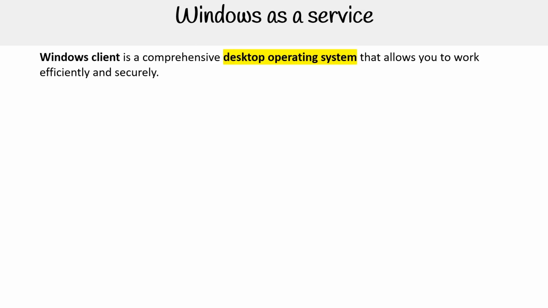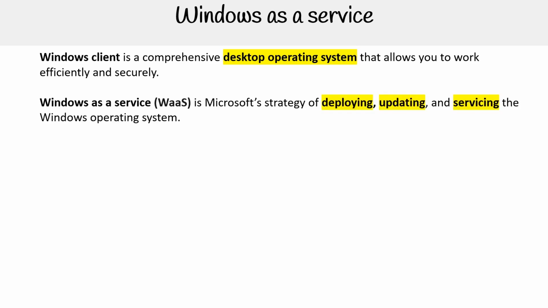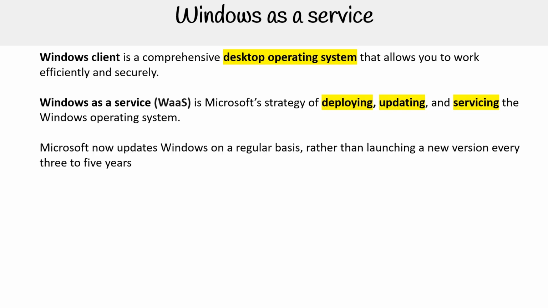So, Windows Client is a comprehensive desktop operating system that allows you to work efficiently and securely, whereas Windows as a Service is Microsoft's strategy of deploying, updating, and servicing the Windows operating system. The Windows as a Service model is designed to make life simpler for both users and IT professionals. Microsoft now updates Windows on a regular basis rather than launching a new version every 3 to 5 years as it has done with previous versions of the operating system.